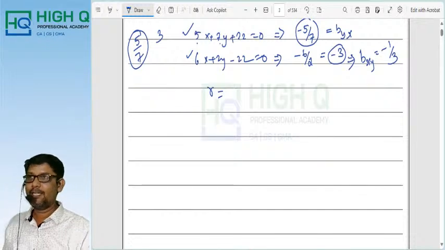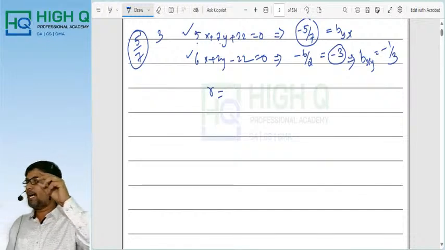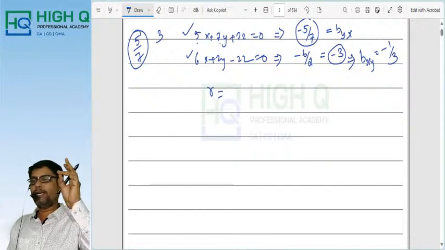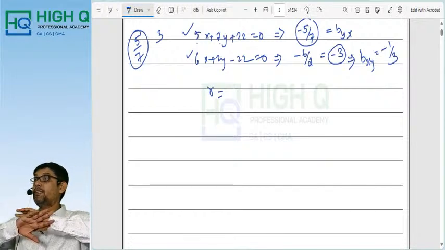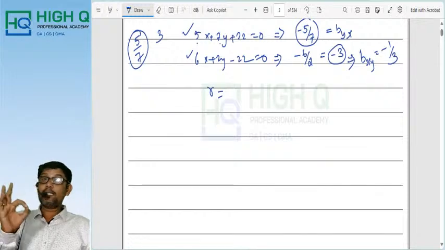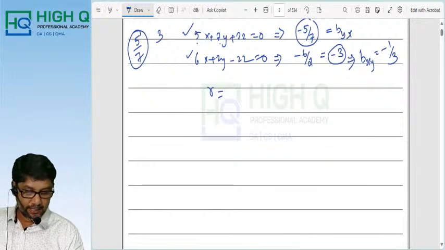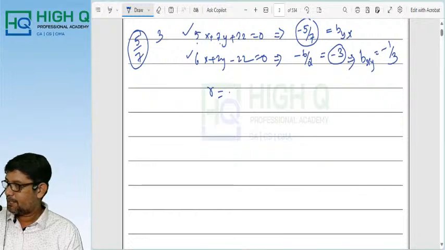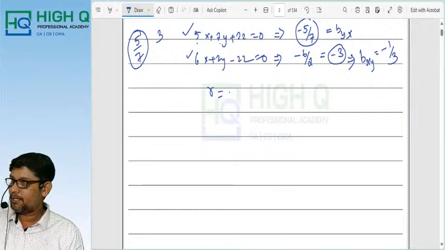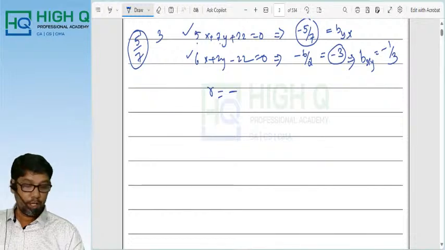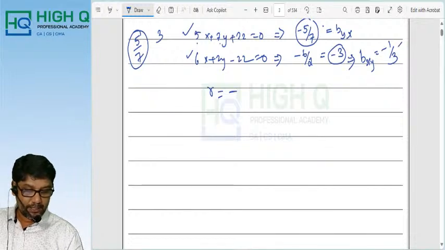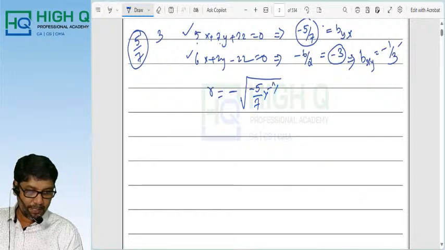Next, r. What is the property for r? BYX, BXY will have the same sign. r is the geometric mean of BYX and BXY. Therefore r is plus or minus. Is it necessary to put plus or minus? Directly put minus. Why? Sir, both are negative, na sir. Root of minus 5 by 7 times minus 1 by 3.